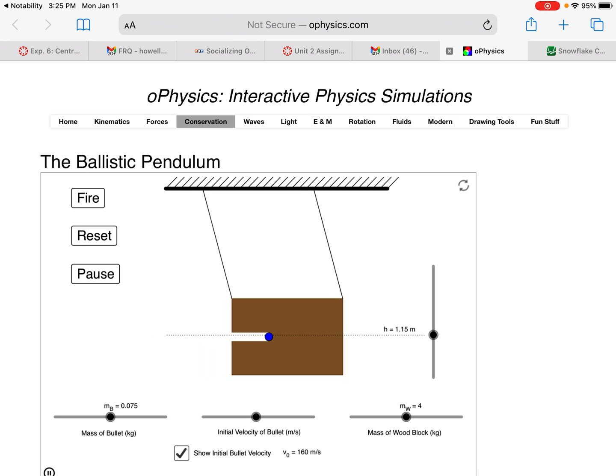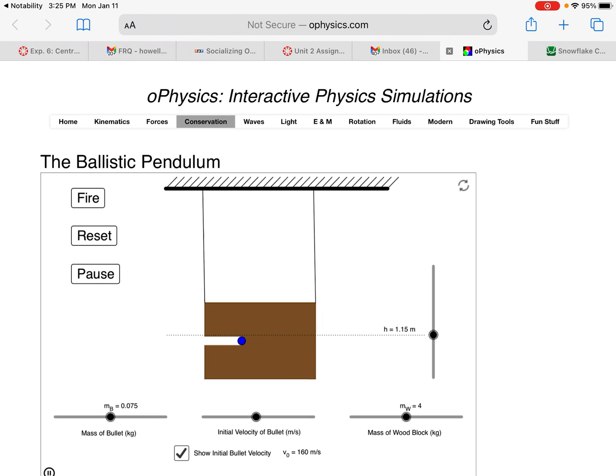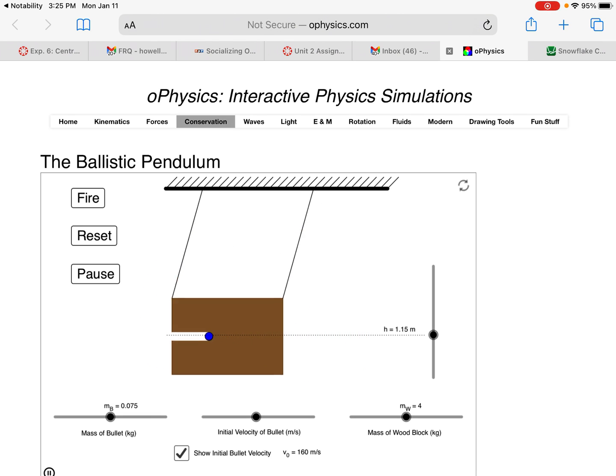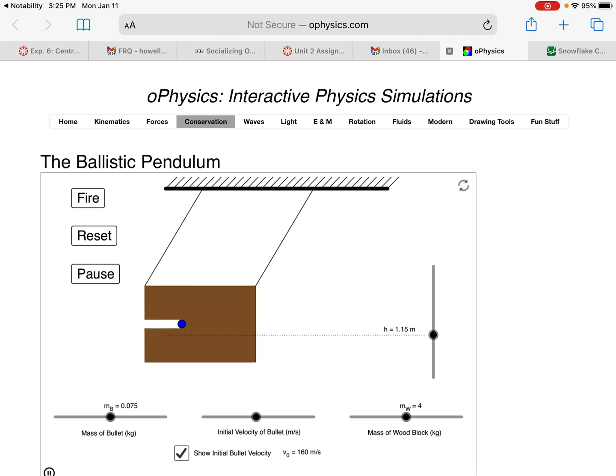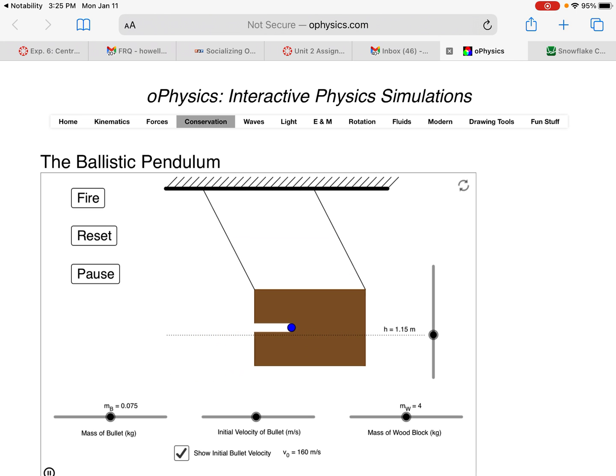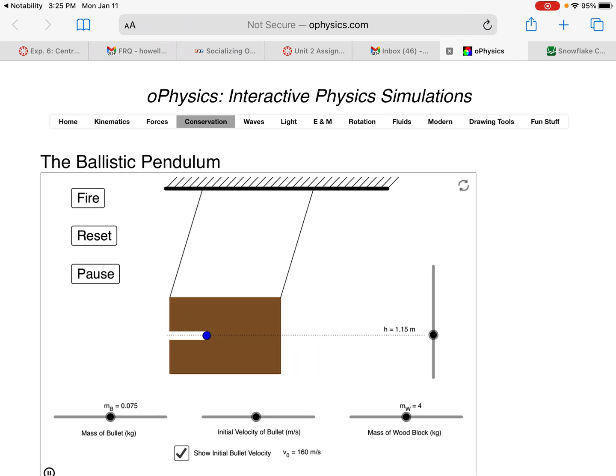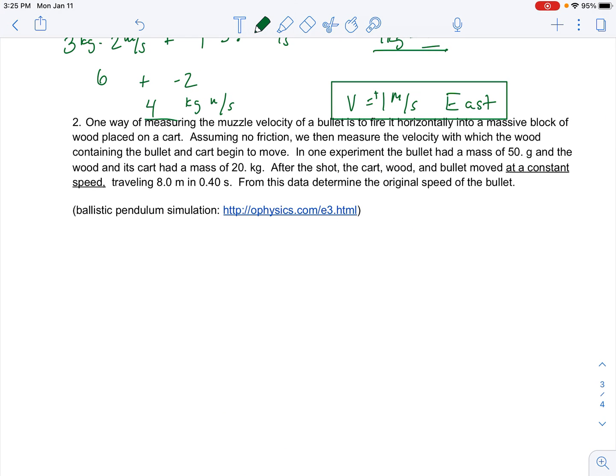If I hit fire, you can see it hits the pendulum and swings up, and based on how high it goes, we could determine the initial velocity of the bullet. That's a little different than this scenario. In this scenario, it's going to be fired into a massive block of wood on a cart. So this is going to be an inelastic collision.